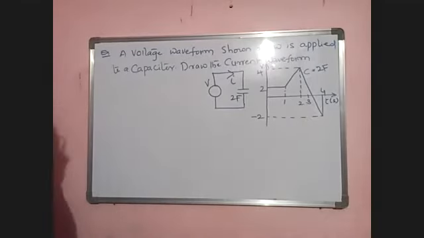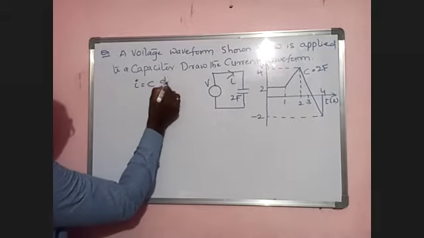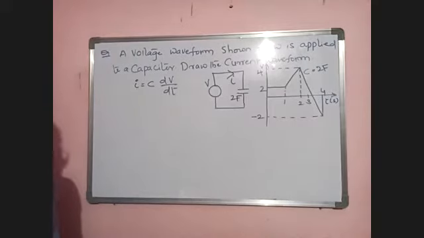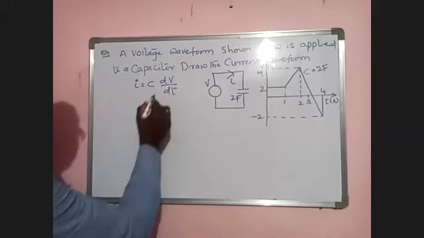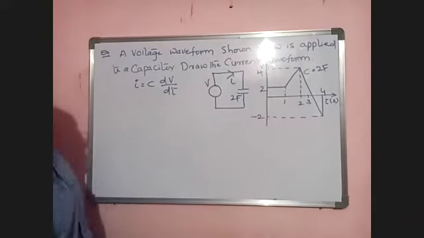We know the relation between V and I in a capacitor. I is equal to C into dV by dt. So here, to find this change in voltage with respect to change in time, depending upon the linear portions of the input.